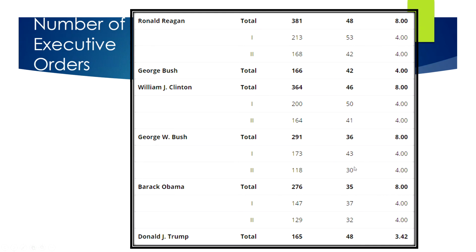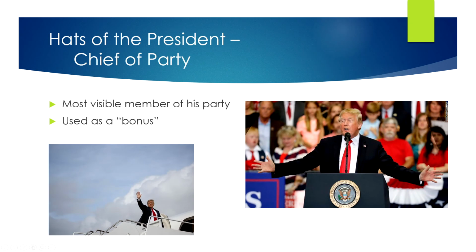Here we see the number of executive orders that have been issued as of today. So this is being recorded early July. President Trump's term is not fully complete yet, but we see that he has issued 165 executive orders, which is more than President Obama had, actually more than most presidents that we see on this list in any one of their given terms. There's a lot of reasons why executive orders might be used, but we're unfortunately not going to be able to get into them. Your book gets into some of those details. So we're going to move on to the next hat, and that is the chief of party.